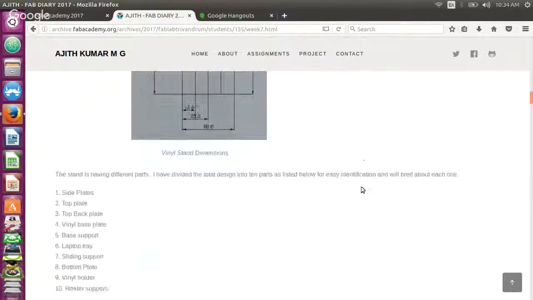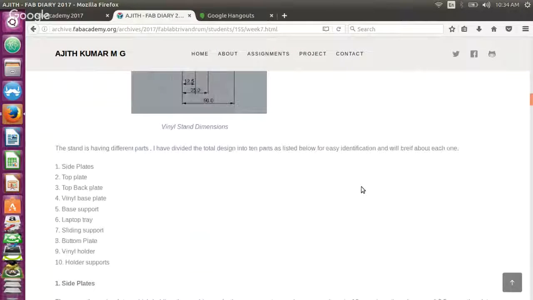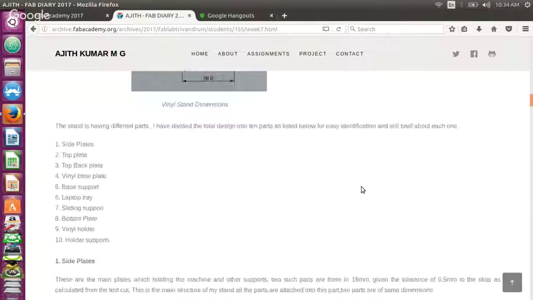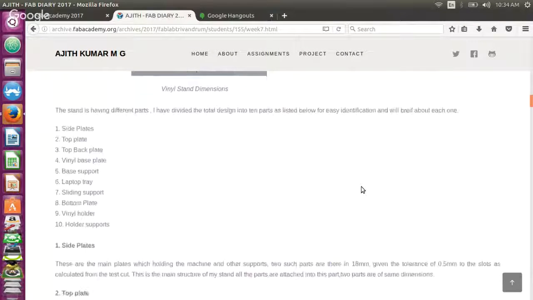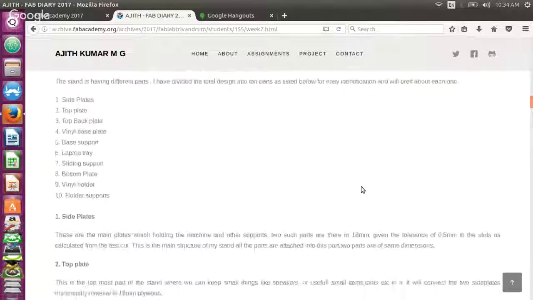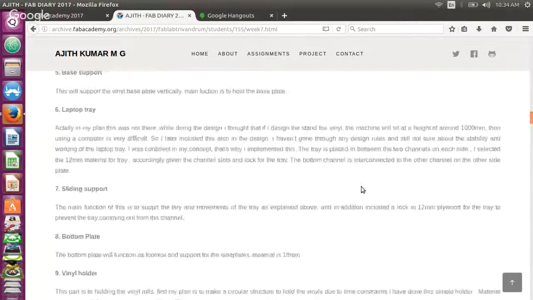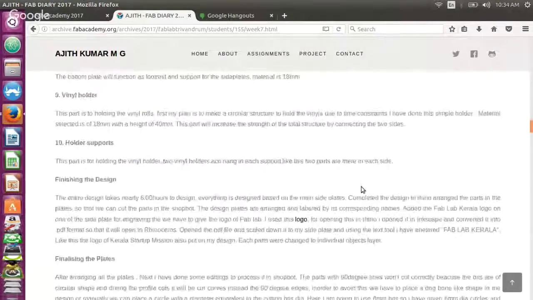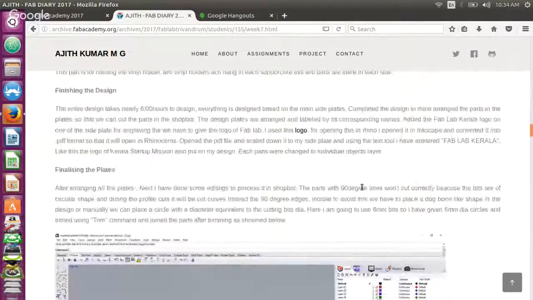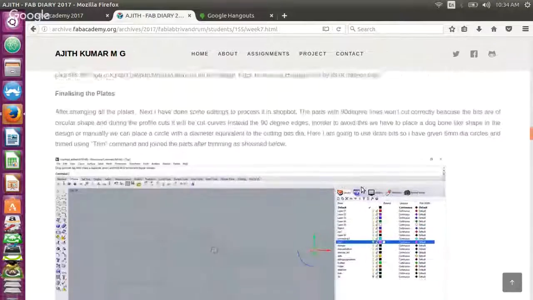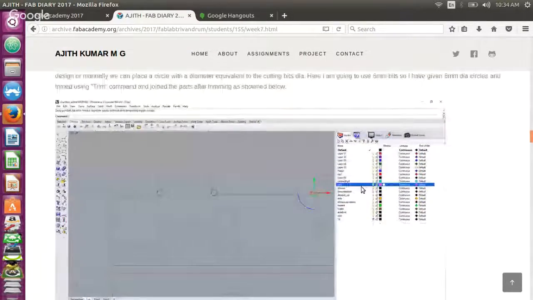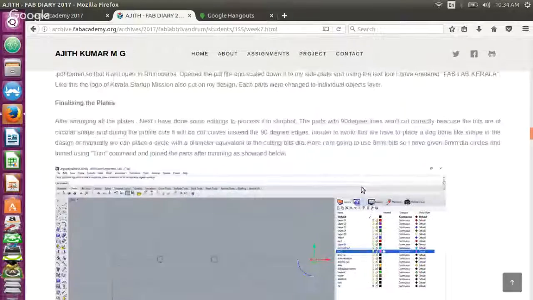Then I have divided the total parts into 10 pieces. Each one I have named, described the different parts and what their functions are. Adding the pictures is pending. Then I finalized this by adding curves, avoiding the 90-degree bends.